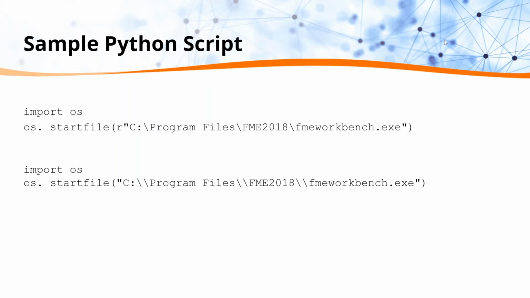So this is just a sample Python script in case some of you weren't familiar with Python syntax. Both these codes do the same thing. We're just importing the OS, and then we're starting up FME Workbench 2018. The top one is using something called relative paths, and the bottom one is using double backslashes, but they do the same.